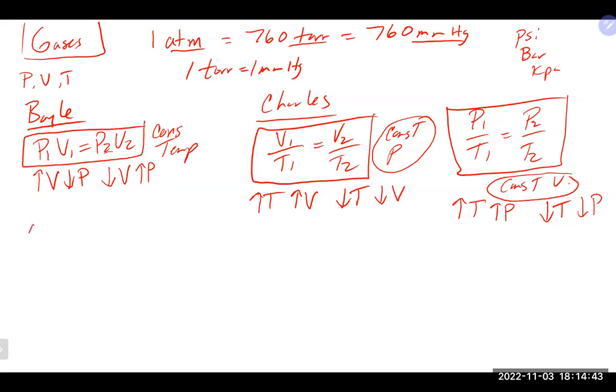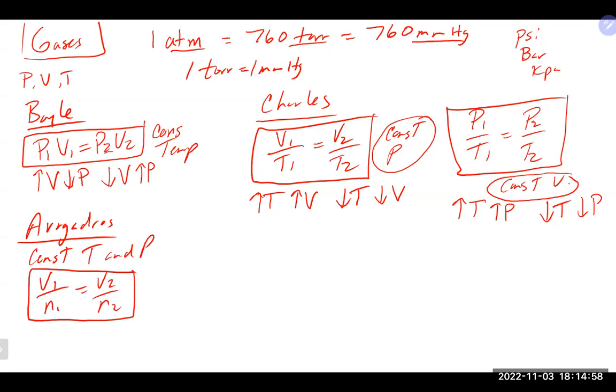We also talked about, I think, our friend Avogadro and his law. Avogadro is at constant temperature and pressure. We get V1 over N1 is equal to V2 over N2. And remember that in this case, N is the moles and V is the volume.